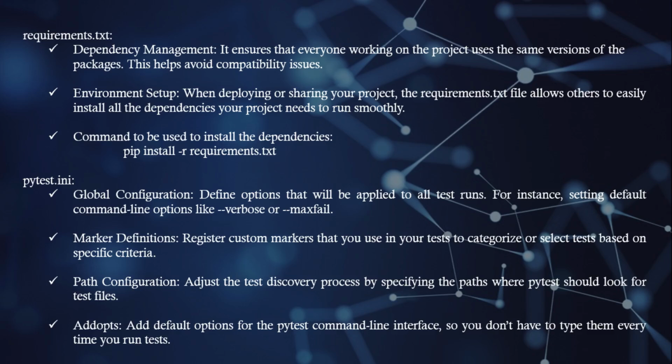And the next one is the requirements.txt file. This file is used for better dependency management and environment setup. And it ensures the correct version of the dependency file is getting downloaded and installed. And also it helps to avoid compatibility issues. By using the command pip install -r requirements.txt, you can install all the dependencies mentioned in the requirements file.